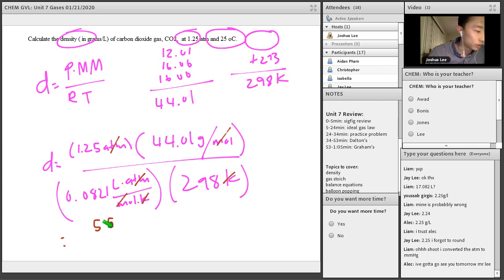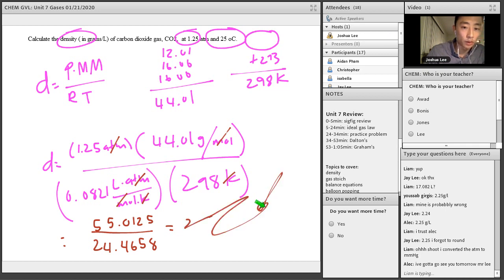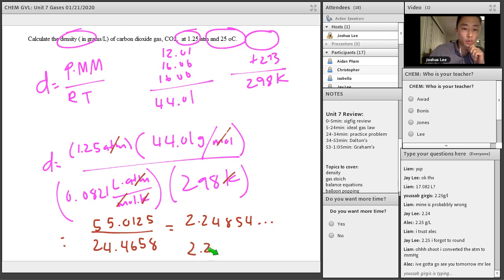I'll just give you some in-between steps. Hopefully, if you are punching this into your calculator, these numbers seem familiar. Whoa, what's going on? 2.24854 dot dot dot. And in this case, we only want 3 sig figs, so we get 2.25 grams per liter.